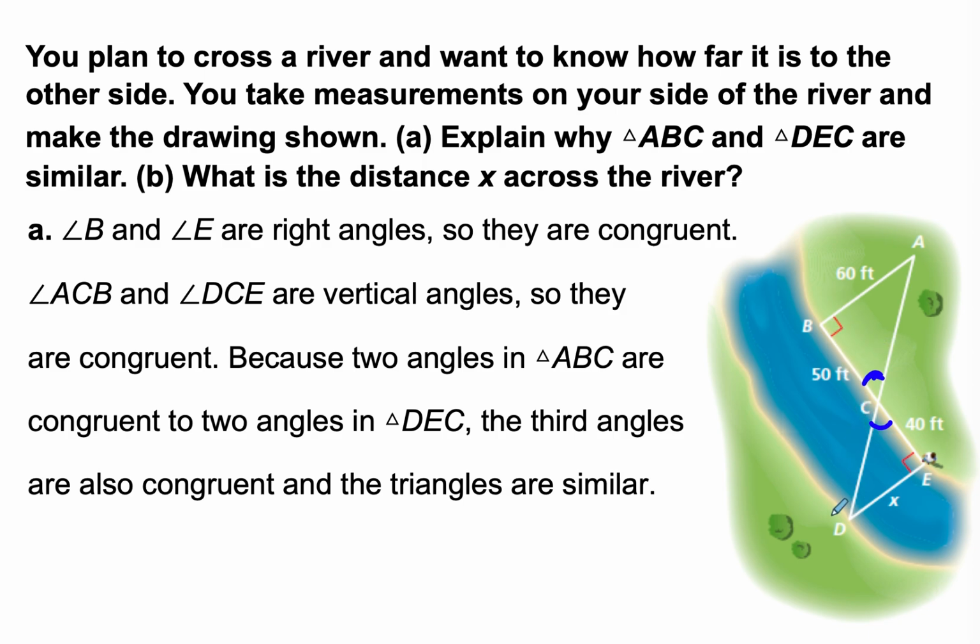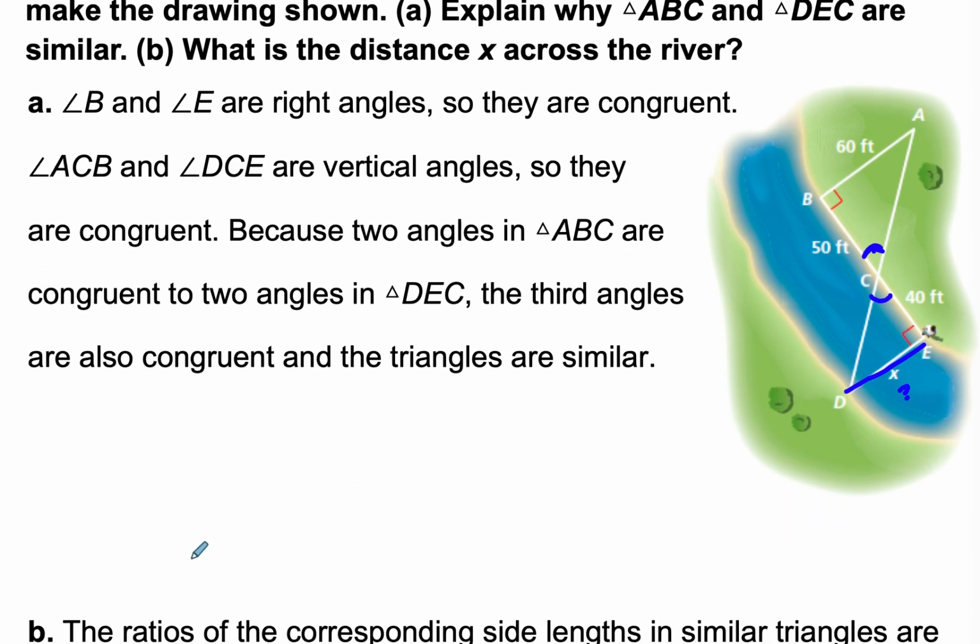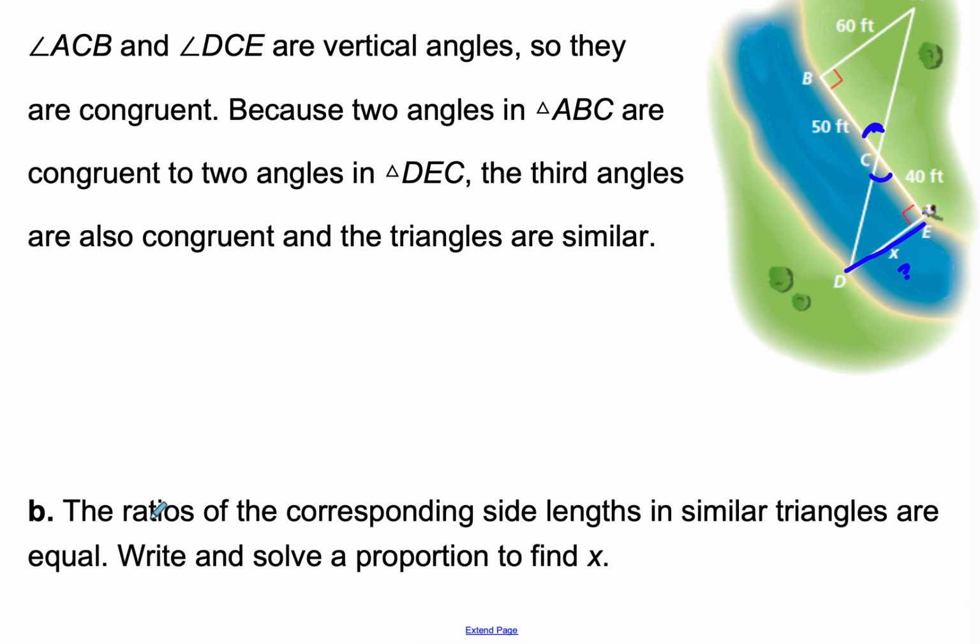Now we have to figure out this missing side. So if two triangles are similar, that means their side lengths are going to be proportional to each other. So we're going to write and solve a proportion using the information we have in our picture. So that's going to be part B. Write and solve a proportion to find x. I'm actually going to do my work for part B up here where I have a little more space.